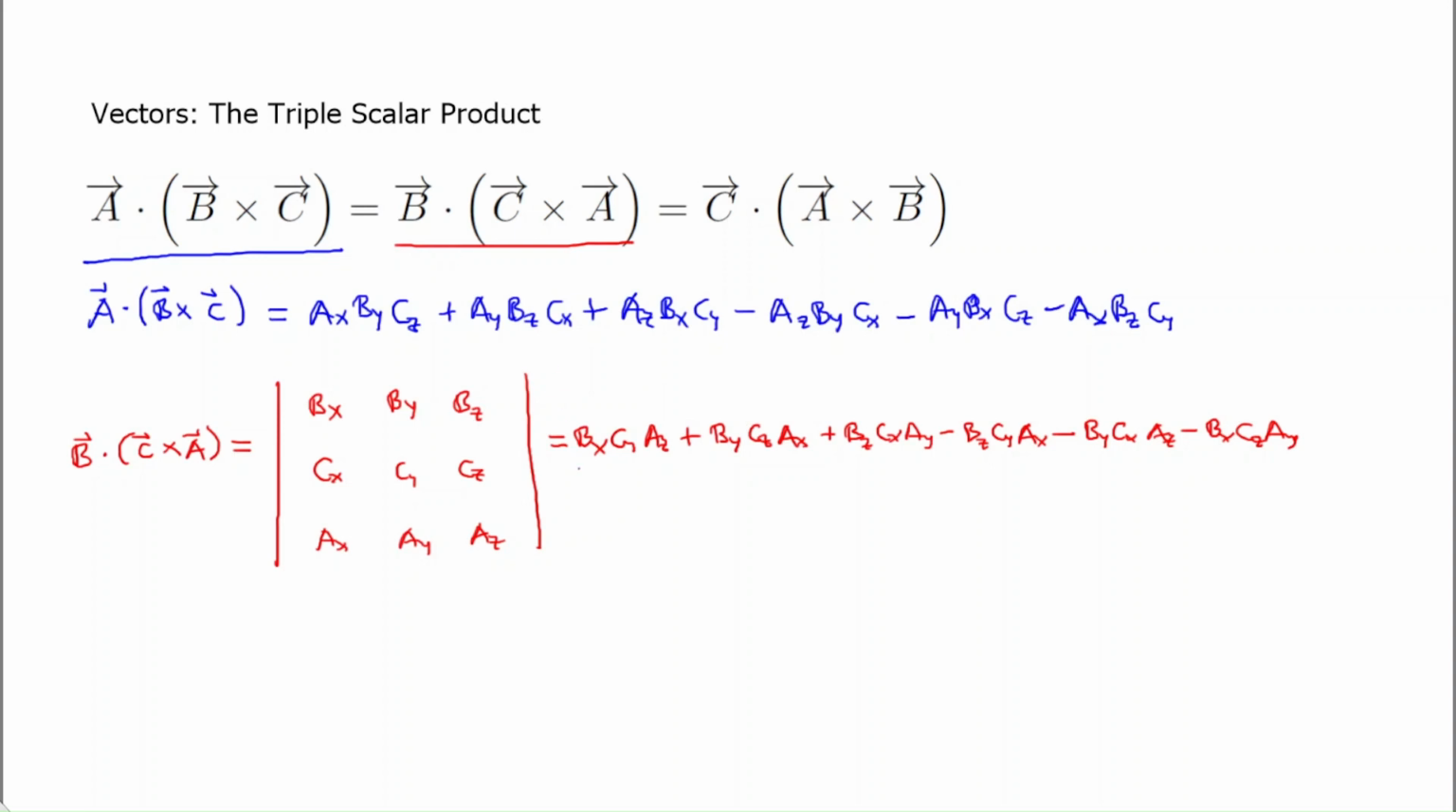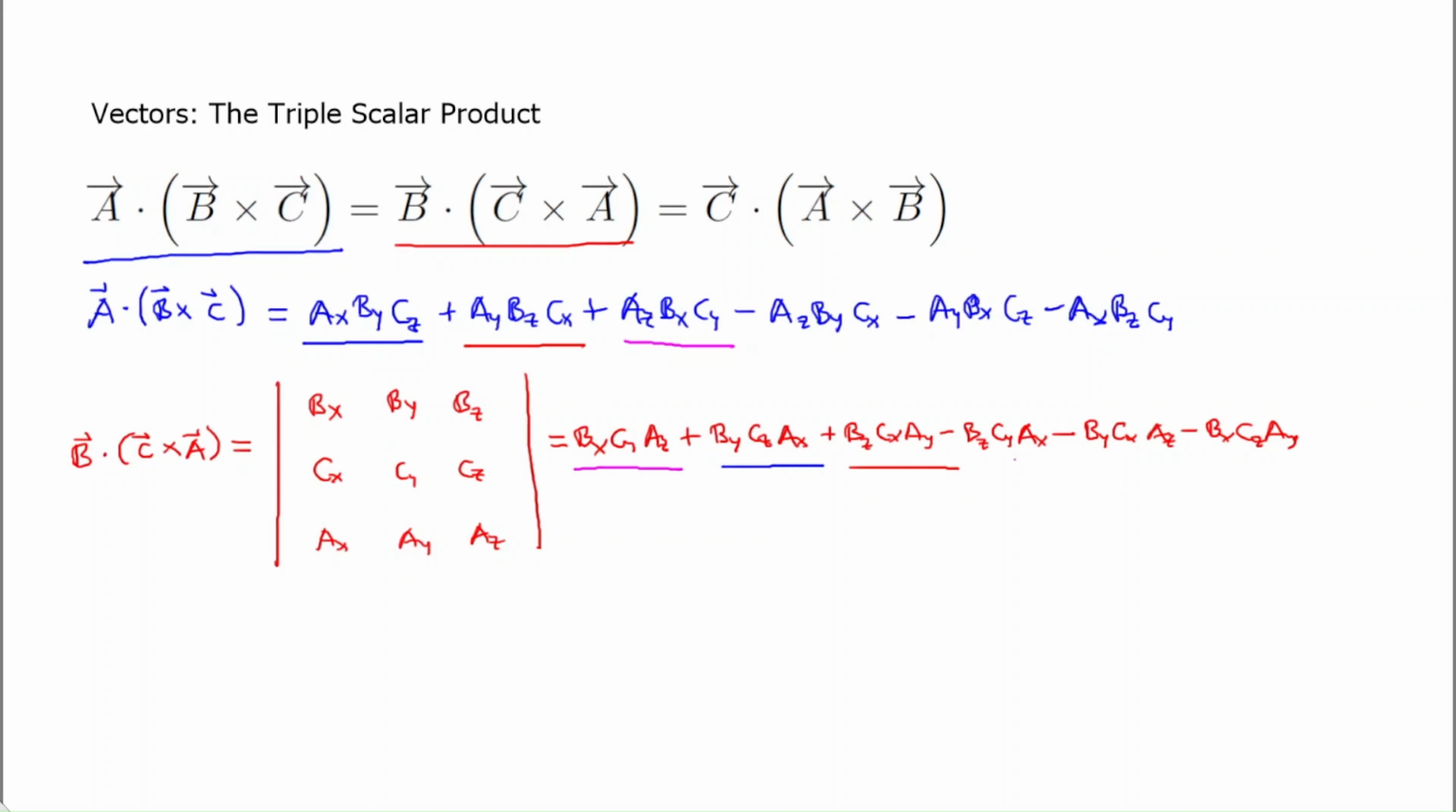So B sub x, C sub y, A sub z. Those are those 2 guys. Next, B sub y, C sub z, A sub x. Right there. B sub z, C sub x, A sub y. There we go. So those are our 3 positive terms.